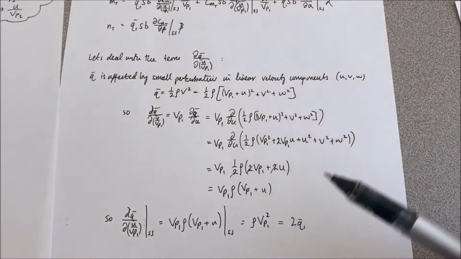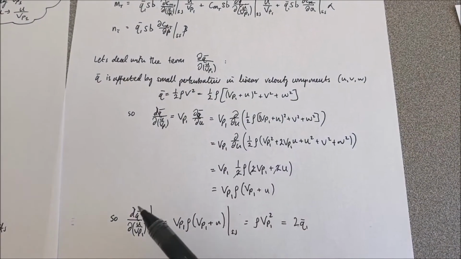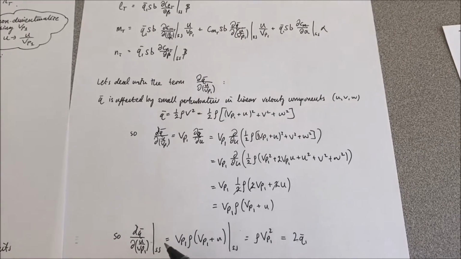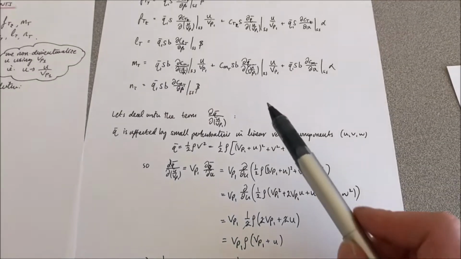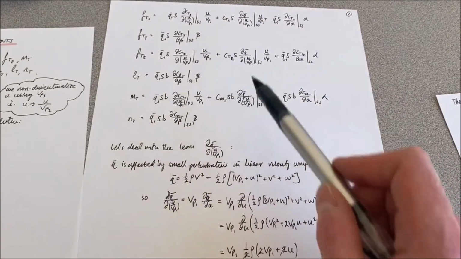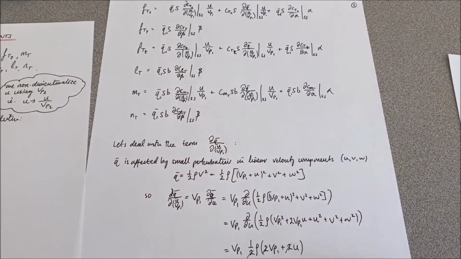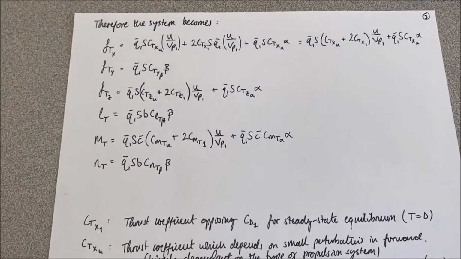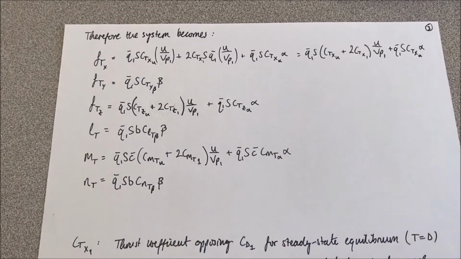So using that expression for the partial derivative of q bar with respect to the non-dimensional u at steady state condition, we can replace this thing, which we've just found, into each of these three equations here in the longitudinal sense. And then we end up with this system, which is a little bit neater.